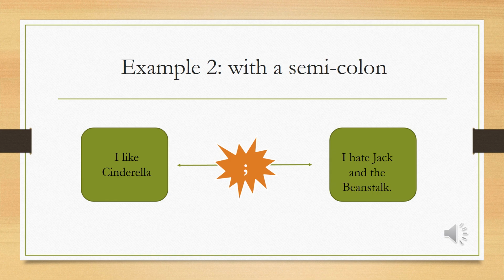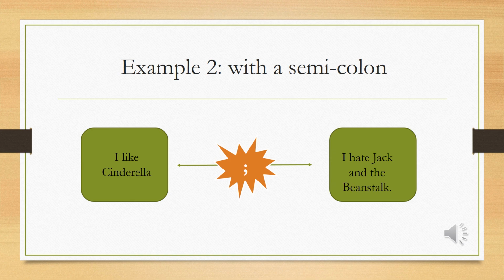The second method, the one that nobody ever uses, is using a semicolon. So I like Cinderella, take away the period, replace it with a semicolon. Then you go on and say, I hate Jack and the Beanstalk, period. Now you have a whole sentence called a compound sentence. Bravo, you used the semicolon for the first time in your life.